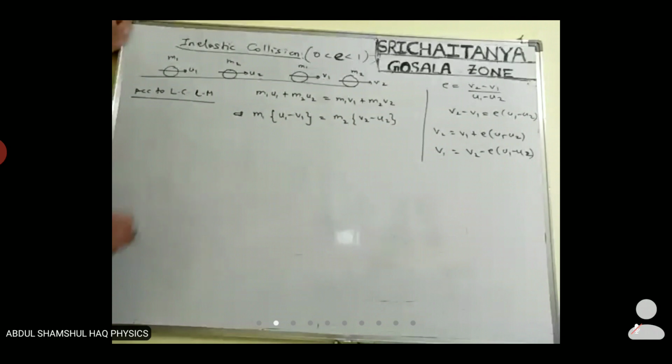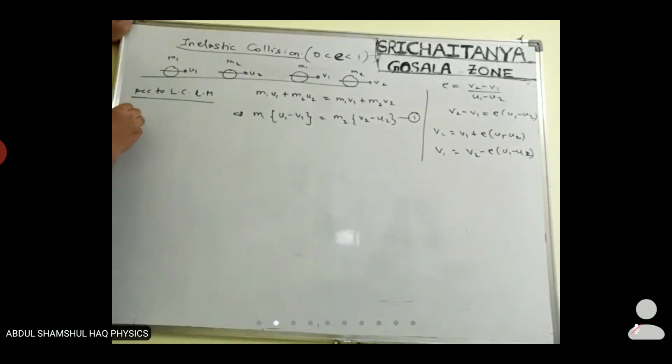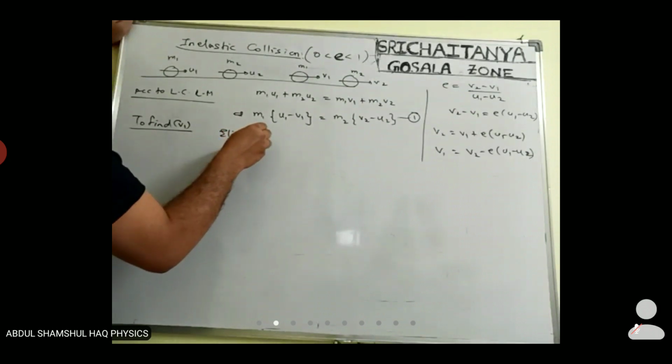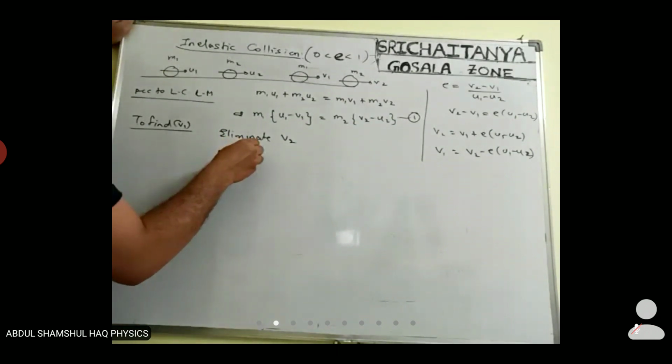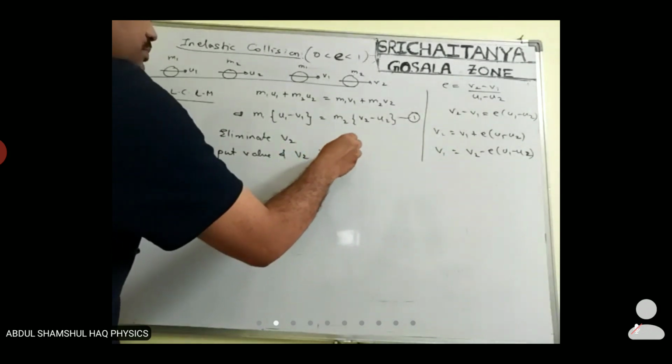Now students, in this case, let us say this is equation 1. To find v1 here, eliminate v2. Put the value of v2 in equation 1.